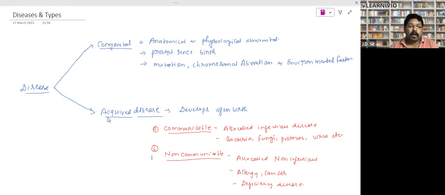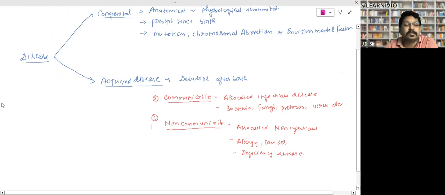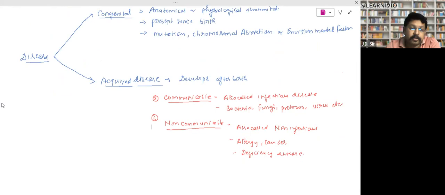Acquired diseases develop after birth, right? They may be of two types. We acquire those diseases in the environment after birth. They may be communicable and non-communicable, right? What are the communicable diseases? Communicable diseases are also called infectious diseases, right? So these diseases come from infection, and the person who has the disease spreads the infection. They spread or transfer the causal organism to other healthy persons, right?